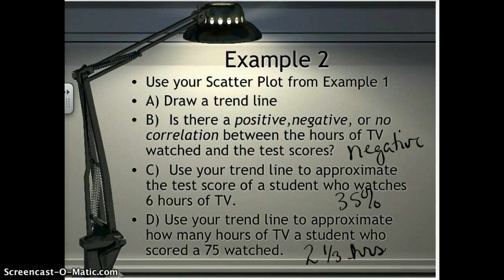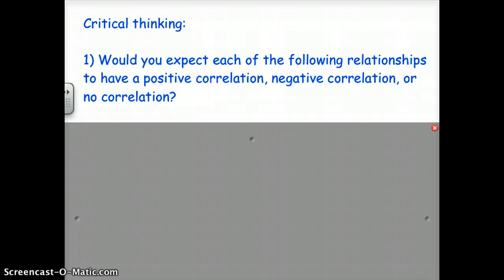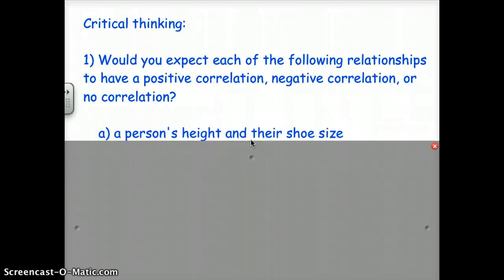Okay, let's look at a couple critical thinking problems without a graph to see if you get the concept of correlation in general, if they're going to have a positive, negative, or no correlation. And then that will wrap it up for us. So I'm going to give you an example, and I want you to think, would this relationship have a positive correlation, negative correlation, or no correlation? And make sure you're pausing after each example, so you don't just steal my idea.